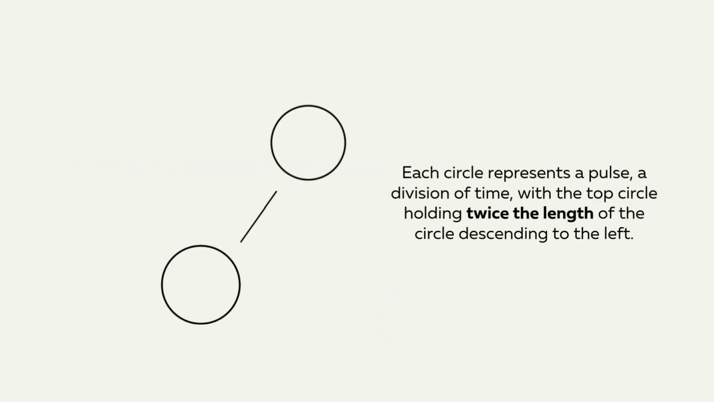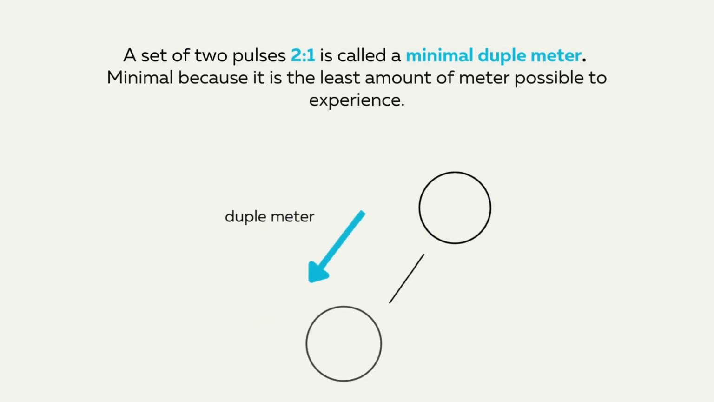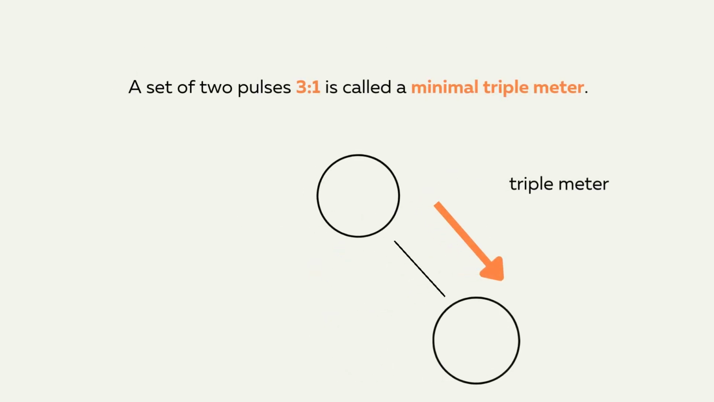Each circle represents a pulse, a division of time, with the top circle holding twice the length of the circle descending to the left. A set of two pulses 2 to 1 is called a minimal duple meter. Minimal because it is the least amount of meter possible to experience. A set of two pulses 3 to 1 is called a minimal triple meter.